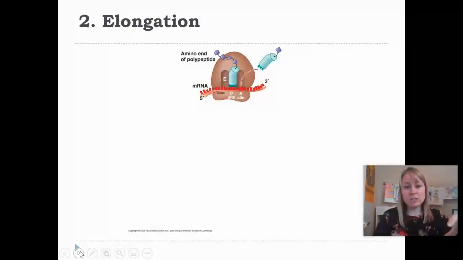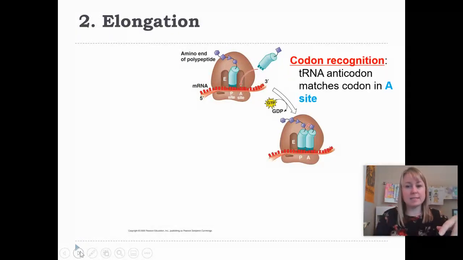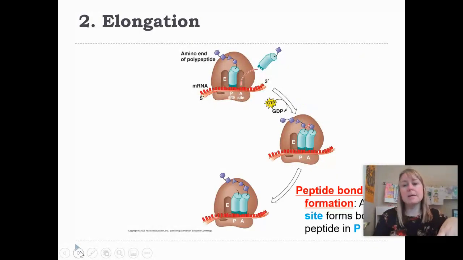So the elongation part is exactly as it sounds. It starts to make the protein longer. So you're going to get a tRNA carrying another amino acid showing up at the arrival site. This is going to be read 5' to 3'. It adds at that 3' end, or those 3 codons. It donates its amino acid to the polypeptide chain.